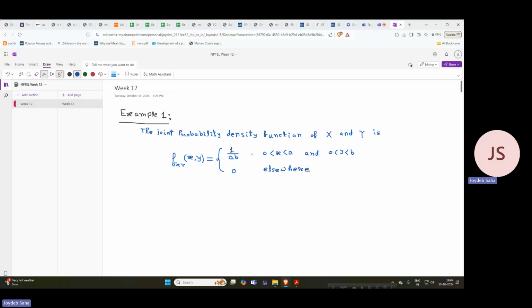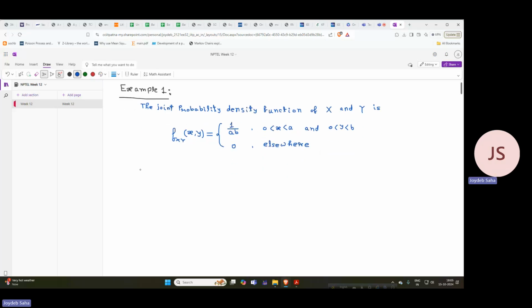Okay. Now the question, part 1 of the question: find the distribution function, or rather the joint distribution function, the joint CDF we can say. Find capital F of xy.